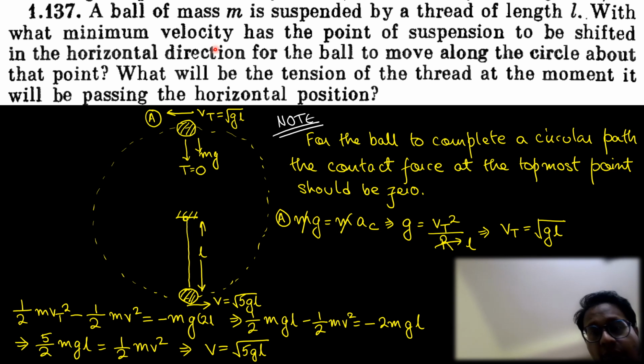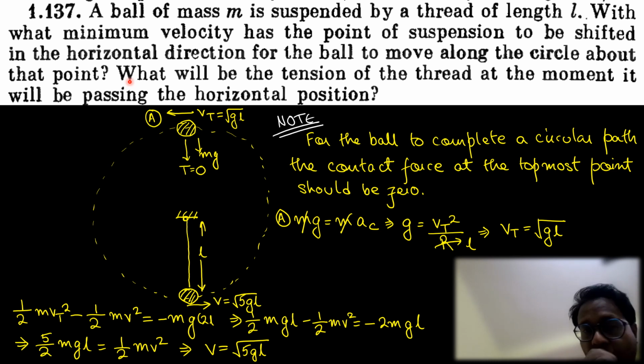Now the question is asking, with what minimum velocity has the point of suspension to be shifted in horizontal direction for the ball to move along a circle about that point? So the minimum velocity should be under root of 5gl for the ball to move in a circular path.